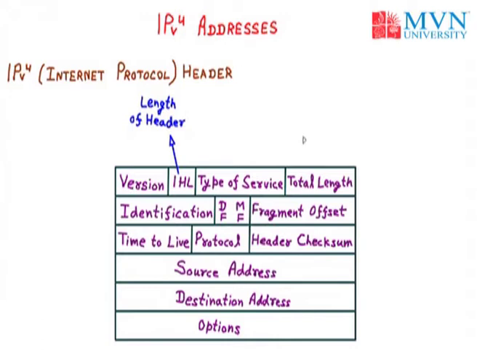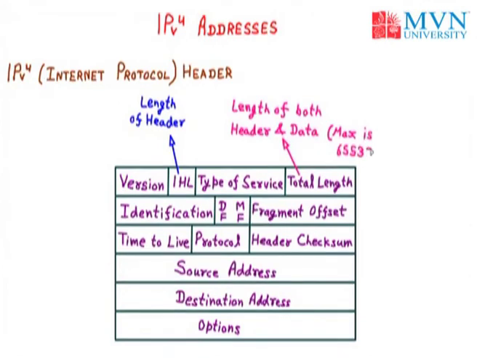The next field is type of service. For example, if we are using any particular service like telnet, FTP, remote client, or remote procedure, these services are provided by the third field, that is type of service. In the next one we have the field total length. Total length is the combination of both the header and the data. That means it is the total length of both the header and the data. And the maximum total length is 65535 bytes.